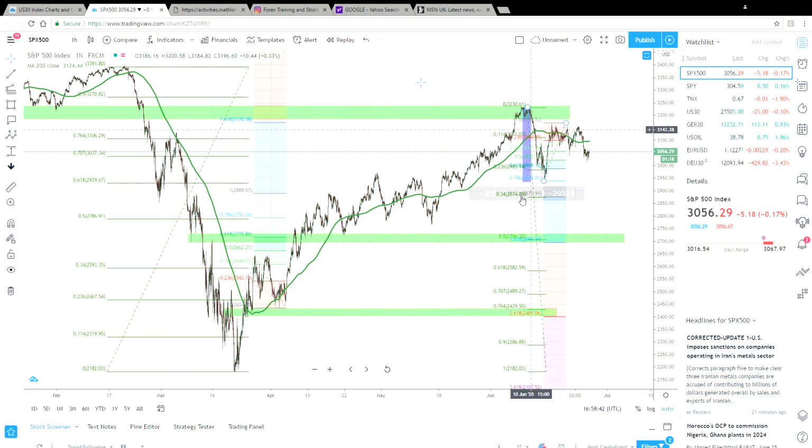You can see clearly in this example, it would have given you a nearly 300 pip move on S&P for a 30 pip stop loss. So 10 to 1, you don't get much better than that. So use it, see how you get on.